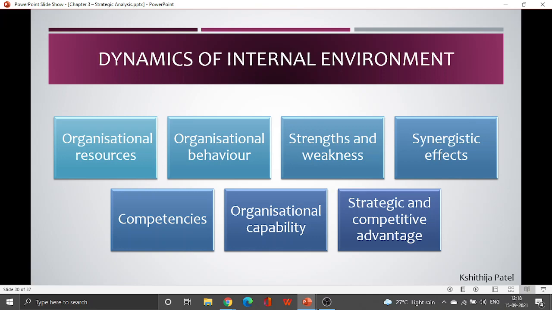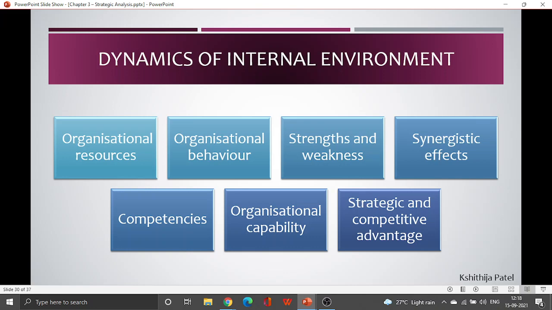So moving on to this, right now we are speaking about the internal environment, especially in terms of analyzing it. Whenever we analyze the internal environment of any organization, it helps to determine what an organization can do given the resources that it has, given the behavior that it owns, given its own strengths and weaknesses.